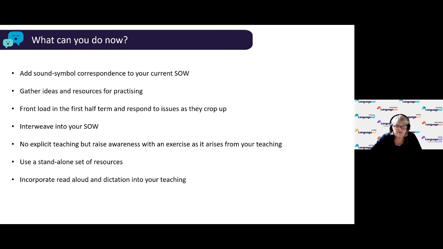As Zoe said, there's lots of different resources, and she mentioned lots of them. You could just decide to buy or subscribe to, like Language Nut with their phonics, a particular standalone set of resources and just work through that at your own pace or at the pace that is suggested in their own schemes.